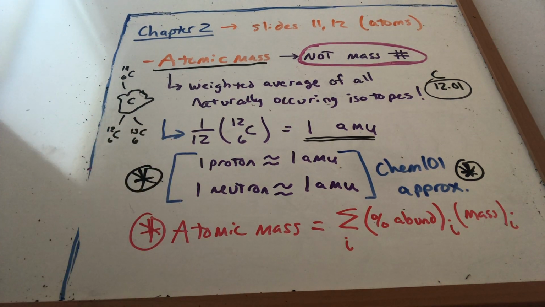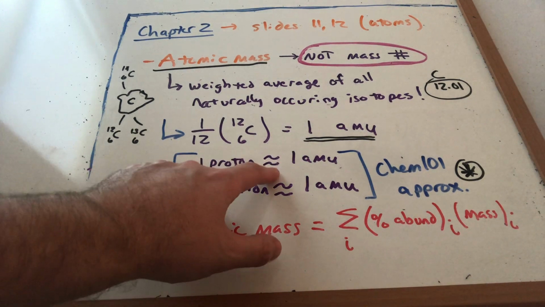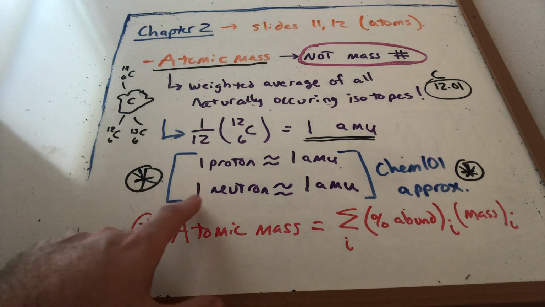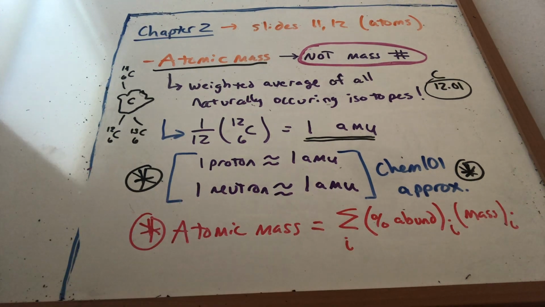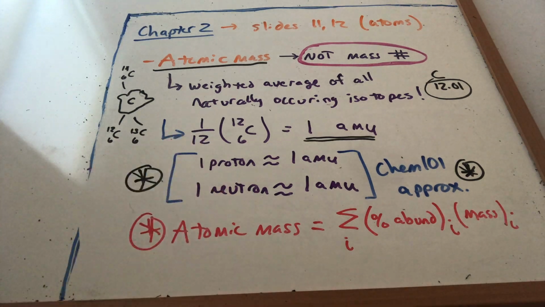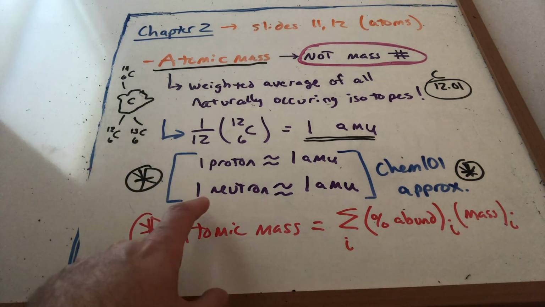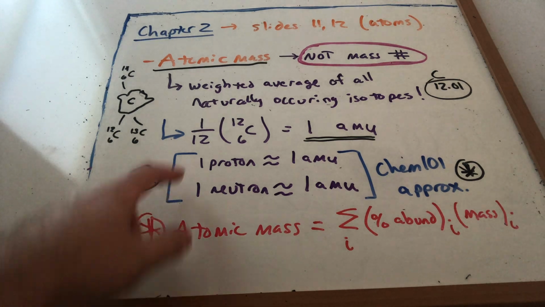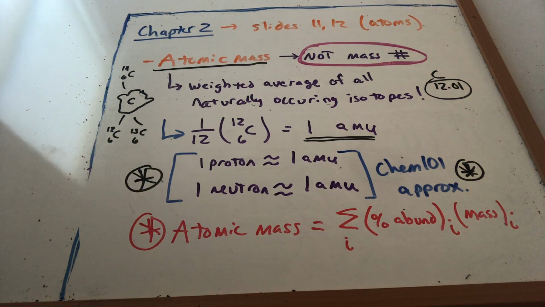Chem 101 and the problems that you'll see inside Chem 101 use this approximation, right? It turns out that 1 proton is about 1 AMU. Notice I'm not saying equal, I'm saying about equal to. And 1 neutron is about 1 AMU. A neutron is actually slightly heavier than a proton, so this definitely is an approximation, but the example problem will use it, because it's how Chem 101 does the problems, right?